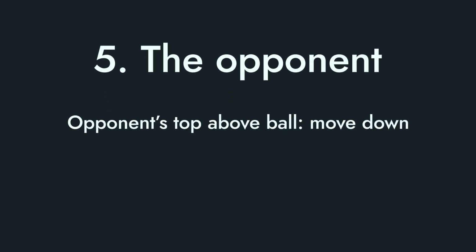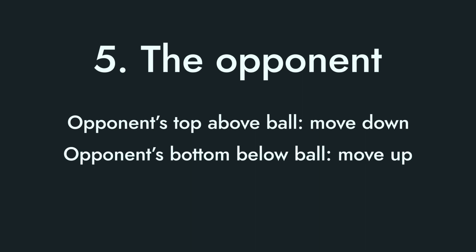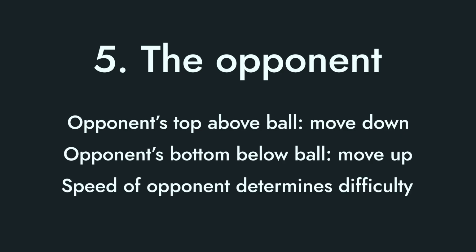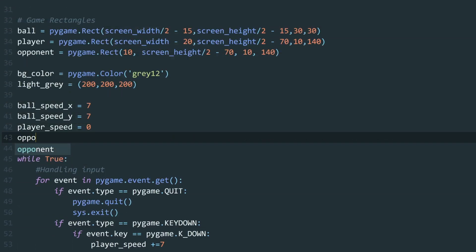If the opponent's top is above the center of the ball, move the opponent down. And if the bottom of the opponent is below the center of the ball, move the opponent up. And the speed of the opponent will be used to determine the difficulty. It's pretty simple actually. In the code, I declare a variable called opponent_speed, and I set it to 7.